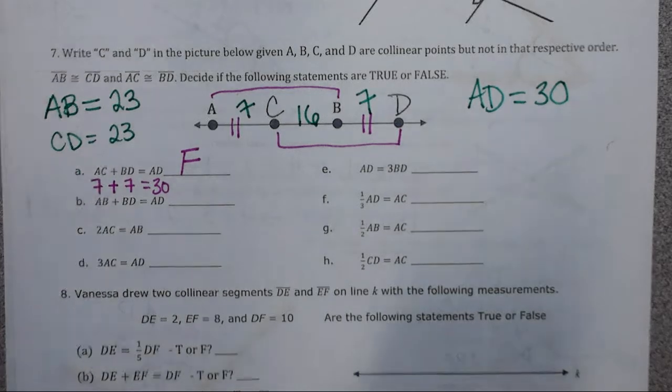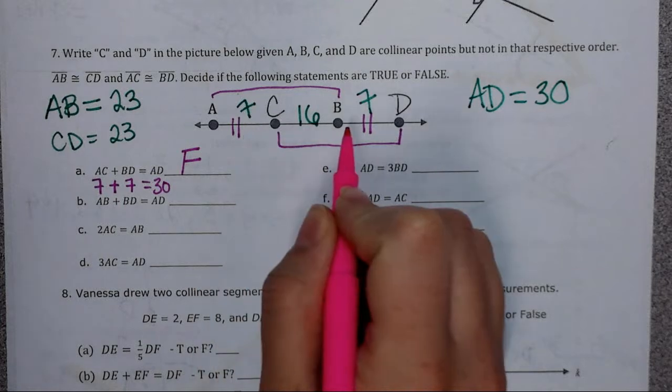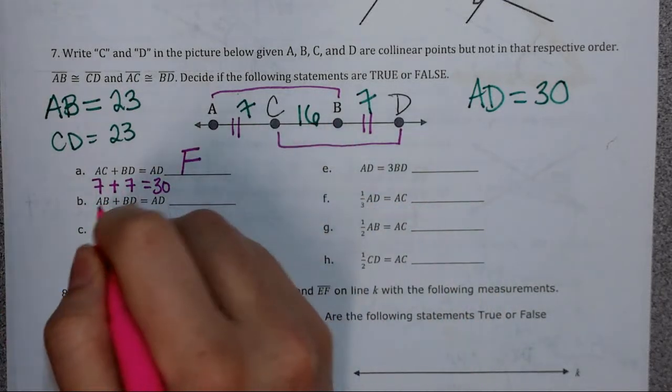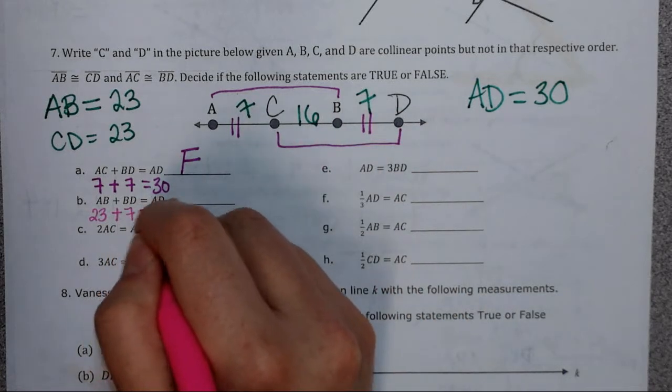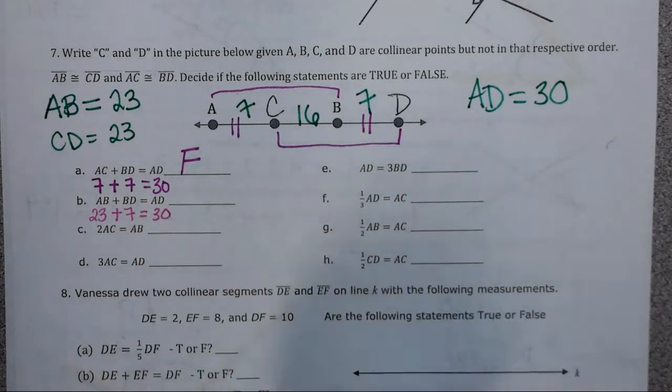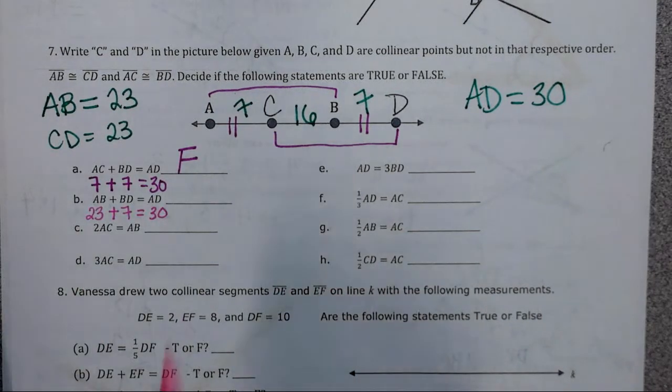Okay. So then we've got AB plus BD equals AD. So AB has a length of 23, BD has a length of 7, and AD is 30. So 23 plus 7, that is equal to 30. Okay. So this is a true statement. The math makes sense.